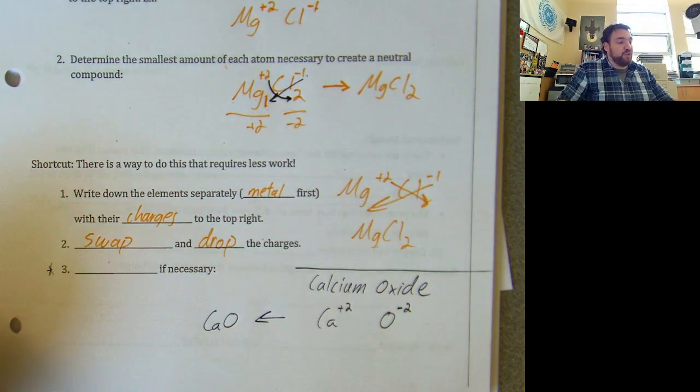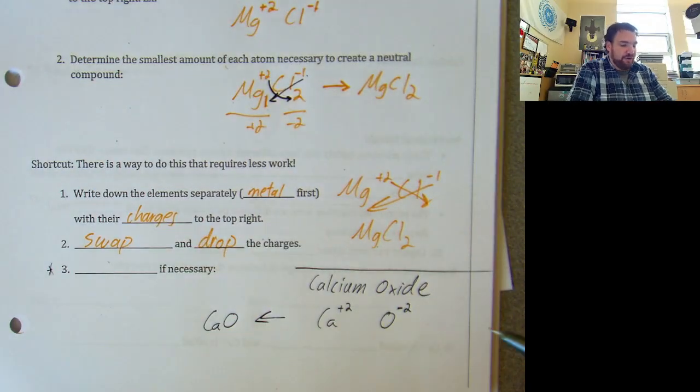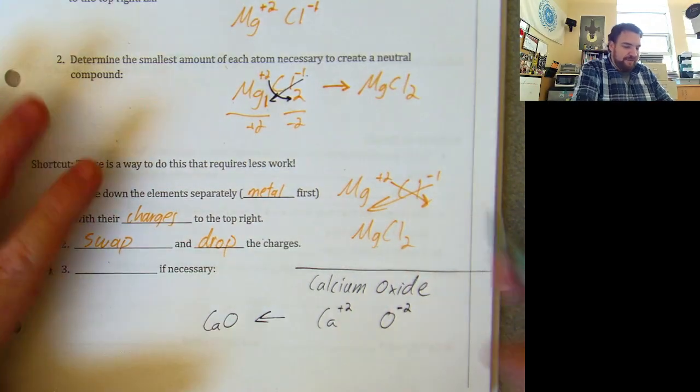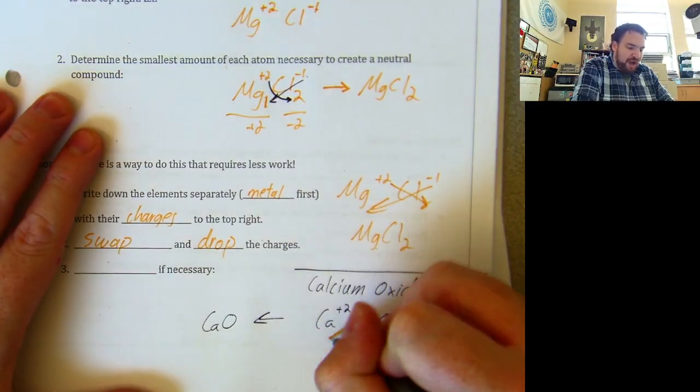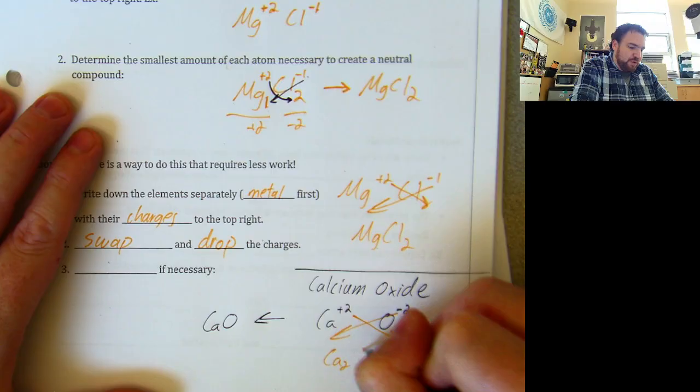If you're going to use my shortcut, what you'd write down, you'd say, okay, I've got my charges there. I'm not even going to think about it. I'm going to swap. I'm going to drop. And you're going to get Ca2O2.